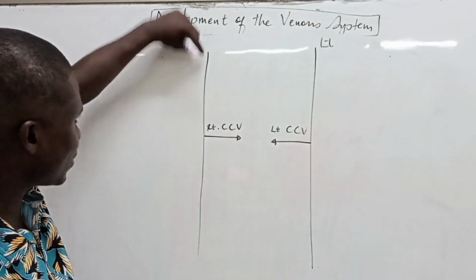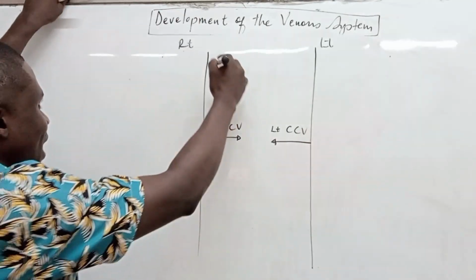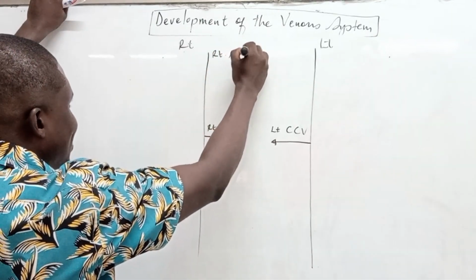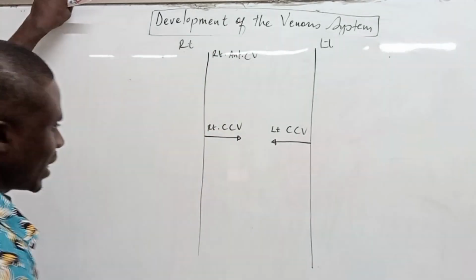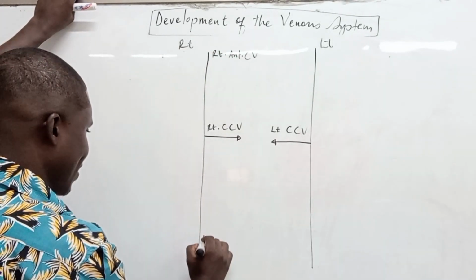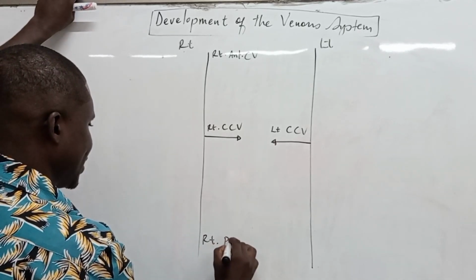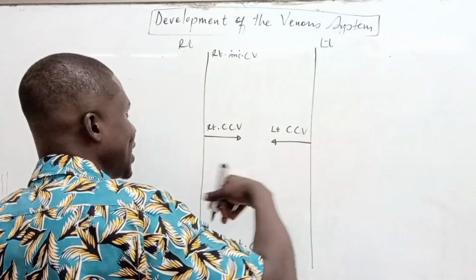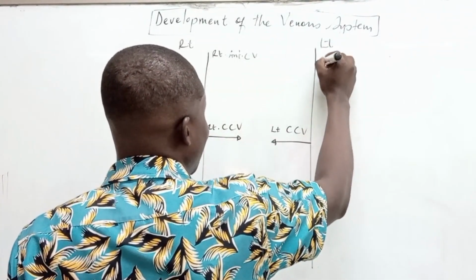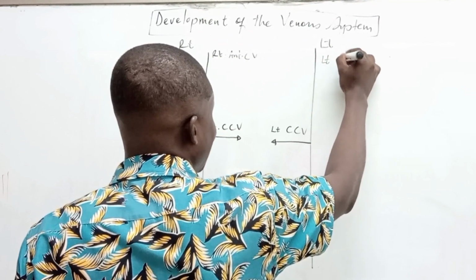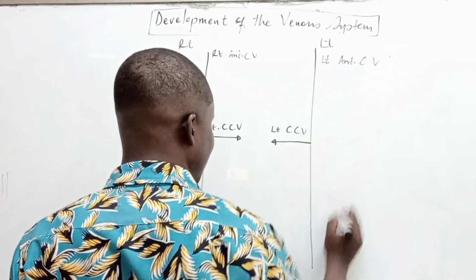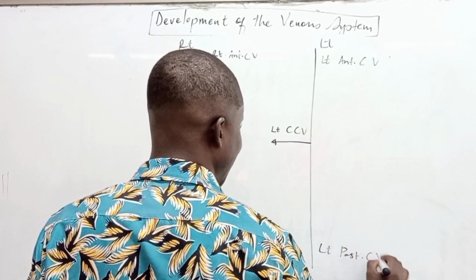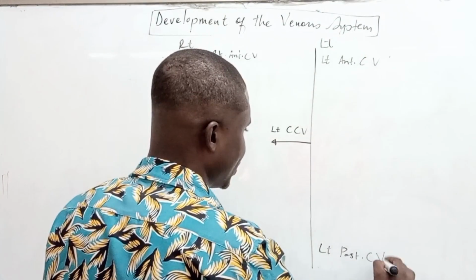Now what it means is that this one over here from the cranial region becomes our right anterior cardinal vein. Then from the caudal region becomes our right posterior cardinal vein. And the same thing applies over here, that we have the left anterior cardinal vein, and then we have the left posterior cardinal vein. That is what we see over here.